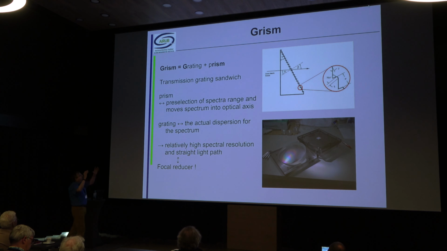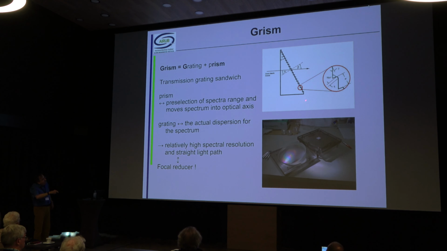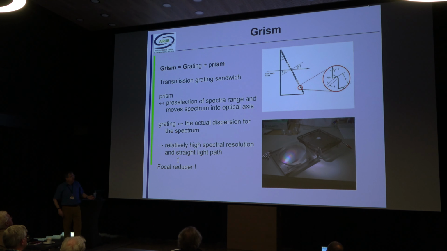That is an actual prism, how it looks like. That is the schematic. So you have the prism effect, and then you have the grating put on top of it. And with that, you can do either low or high spectral resolution. You can exchange them easily, and you have a straight line path, so you have a very stable instrument.